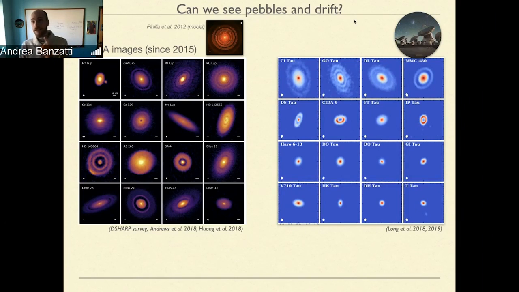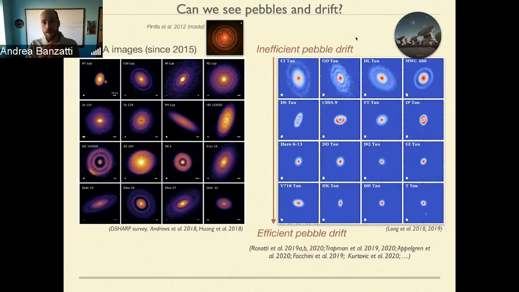This is another field that is extremely active in these recent few years. Now, you see these images come only from a few years ago, but already this wide range of structures and sizes has provided strong support to those predictions that were telling us, in order to slow down this so efficient drift of pebbles, there must be something in place at large radii that is retaining some pebbles outside there. Okay, and this is not the case for the smaller disks.